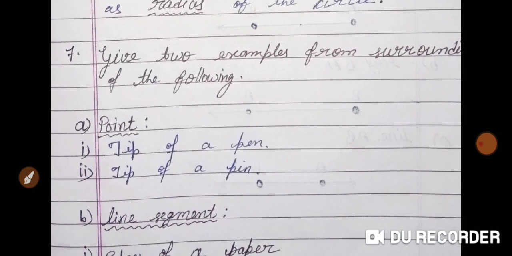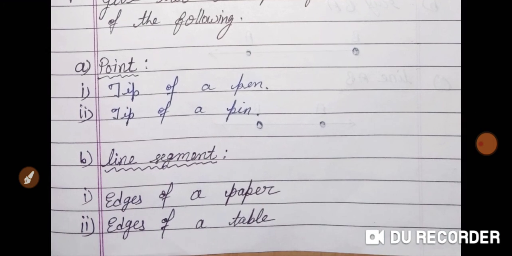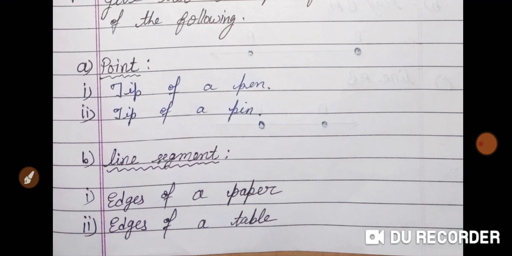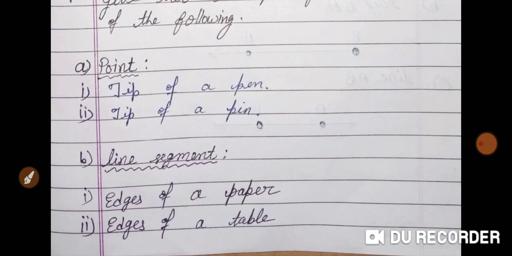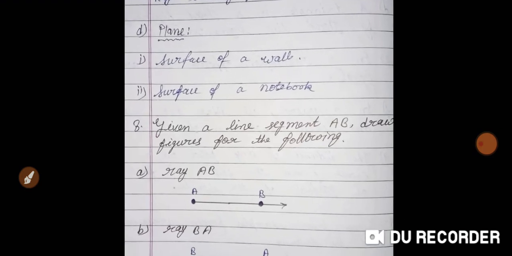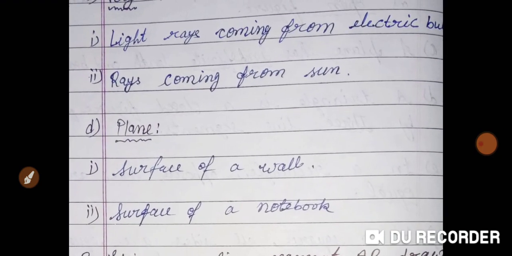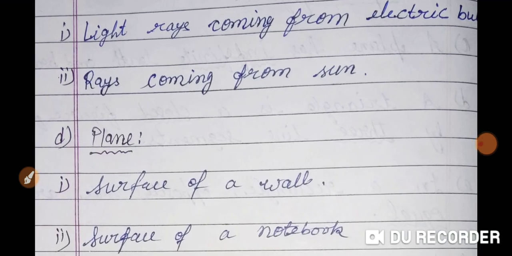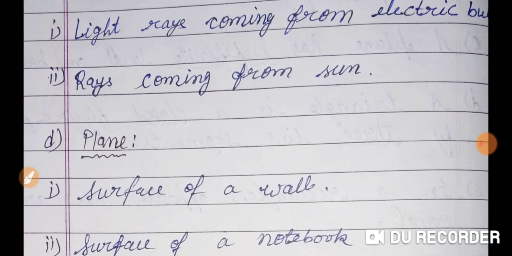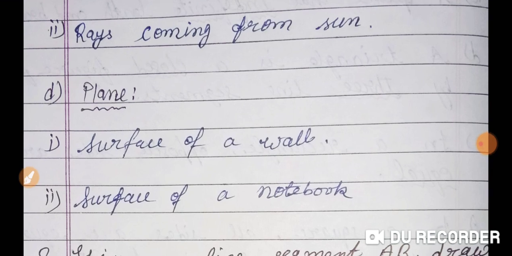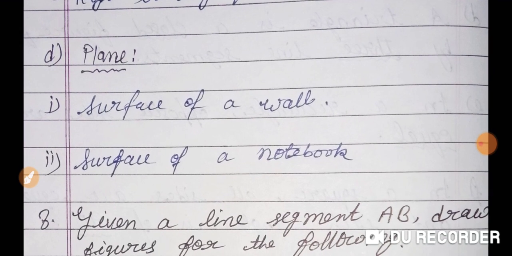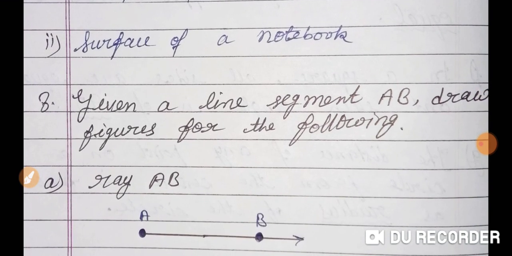Dear students, give 2 examples from the surroundings of the following. Point: you have to tell 2 examples of a point. So the first one is the tip of a pen, and the tip of a pin. Line segment: edge of the paper, edge of the table. Now ray: for the ray you can say light ray, ray coming from the sun, ray coming from the electric bulb, etc. Now plane: surface of a wall, surface of the notebook, surface of the table, surface of the floor, etc.